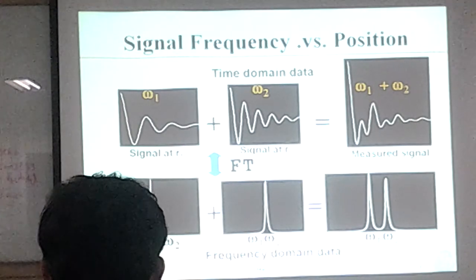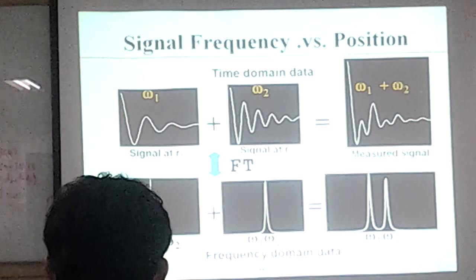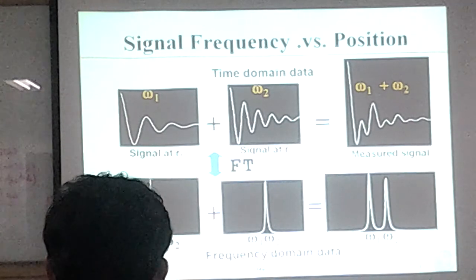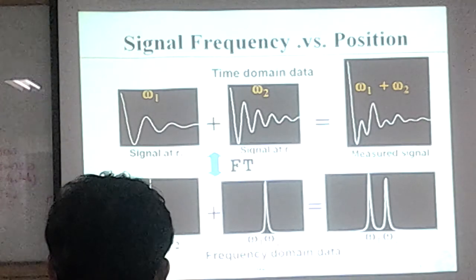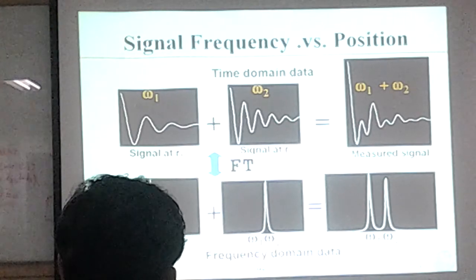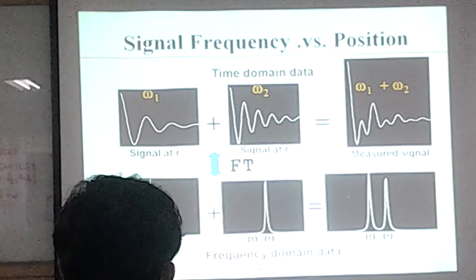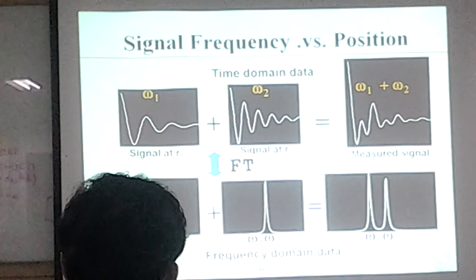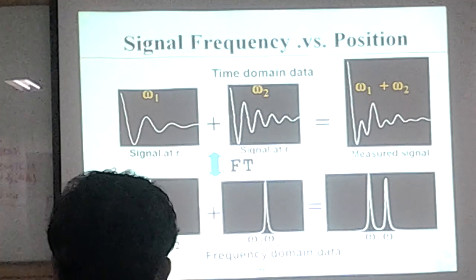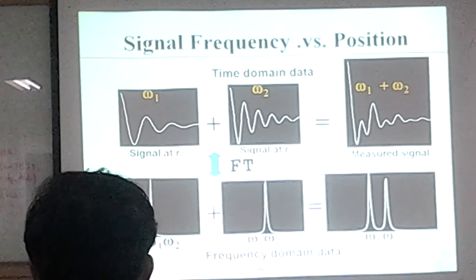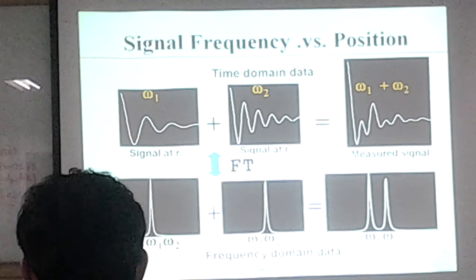They have almost the same shape, but the position is different. This spectrum is located at the omega 1 frequency, and this spectrum is located at the omega 2 frequency. If the two spectra are added up, a spectrum with two peaks is generated. So this spectrum results from the Fourier transform of these signals. This is the linear property of the Fourier transform. Okay?